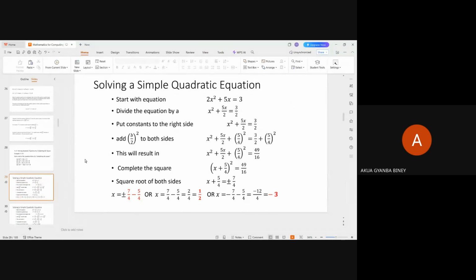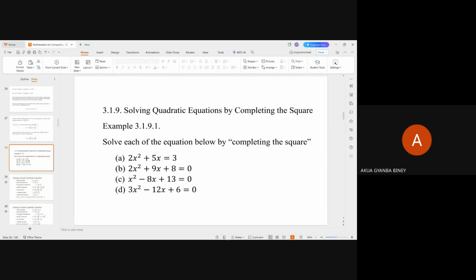Okay, so can we do the second one? The second one is 2x squared plus 9x plus 8.